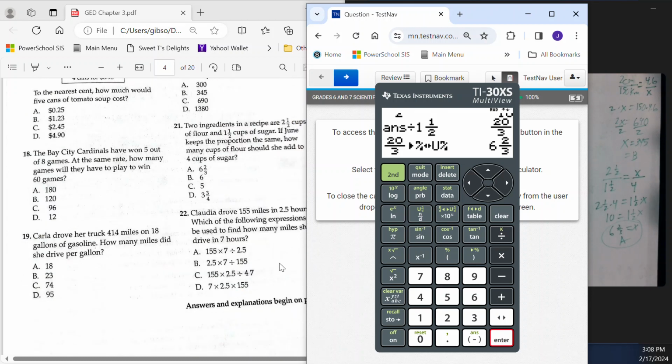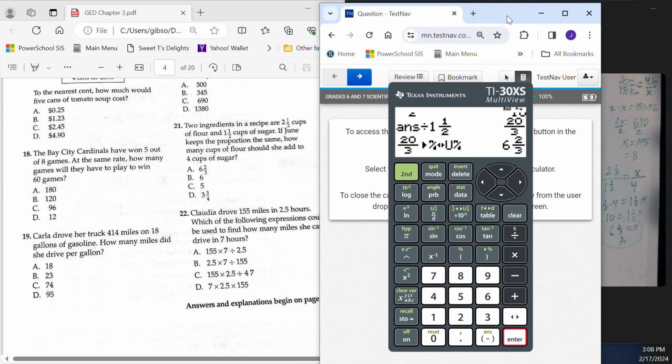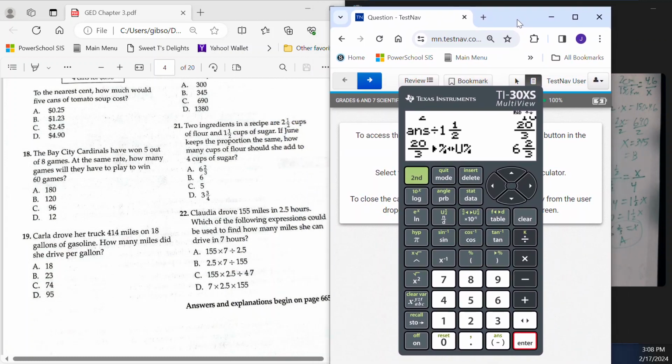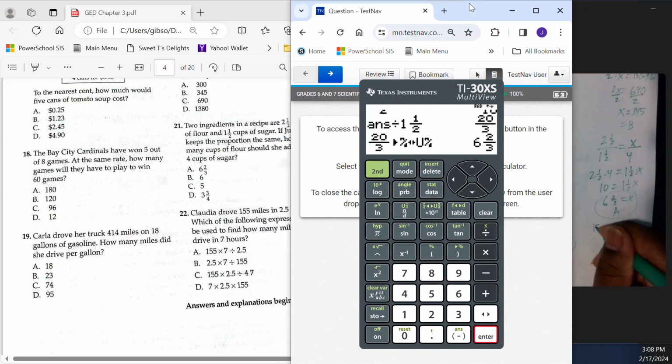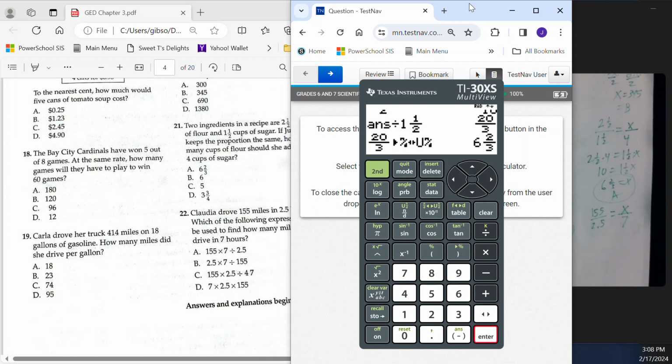Okay, the last problem here, it says Claudia drove 155 miles in 2.5 hours. Which of the following expressions could be used to find how many miles she can drive in 7 hours? So we have 155 divided by 2.5. So that's 155 miles in 2.5 hours. So we have miles over hours. So we're trying to find out how much she could drive in 7 hours. So we're trying to find the miles. So we do cross multiplication. 155 times 7 is equal to 2.5 times x.